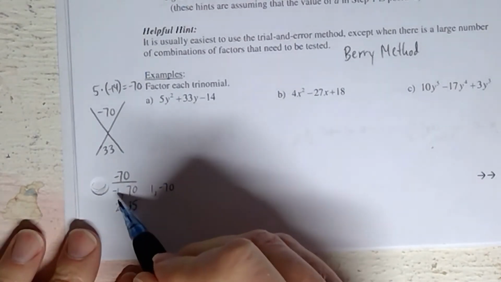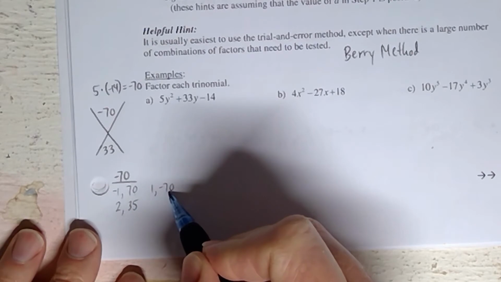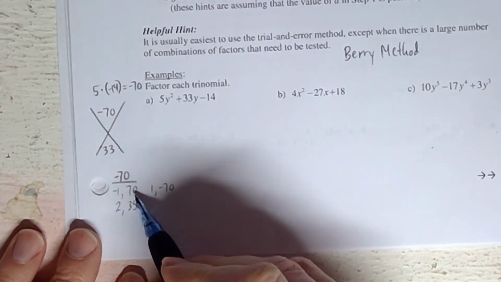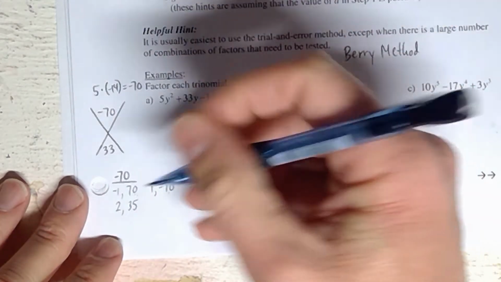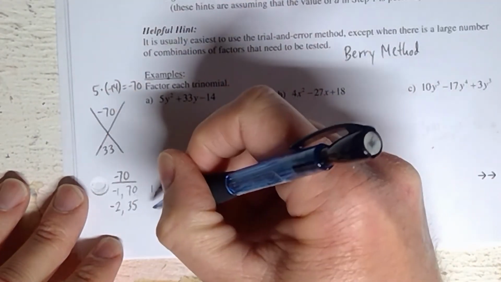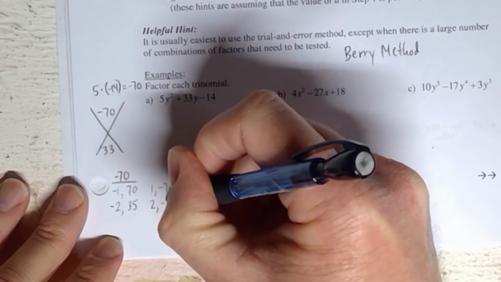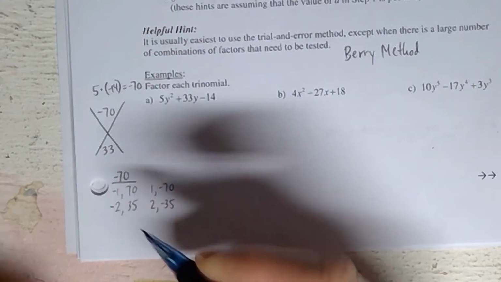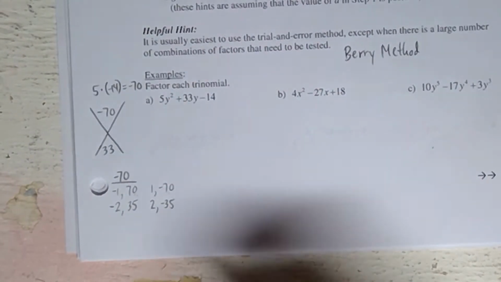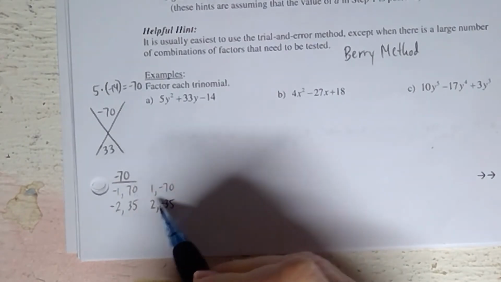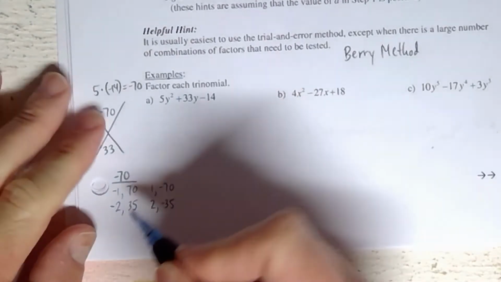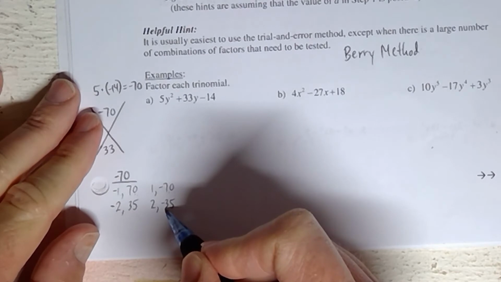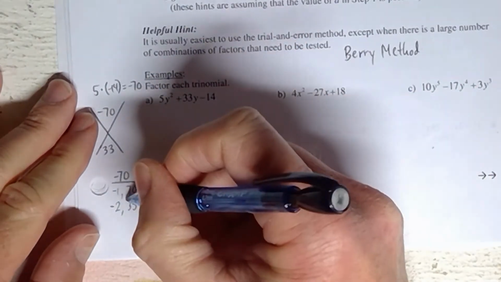Okay, now these two pairs, do either one of those add up to 33? No, this one adds up to 69 and this one adds up to negative 69. How about if I make this one negative 2 and 35, but also 2 and negative 35? Again, for each pair of possible factors, you have to do negative positive and positive negative because they're two different possible answers. Do either one of these pairs add up to 33? Yeah, actually this one does, right?